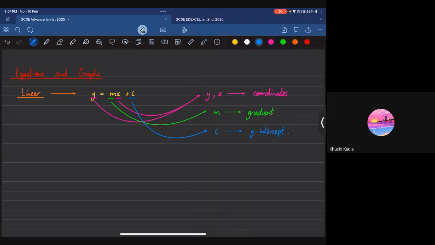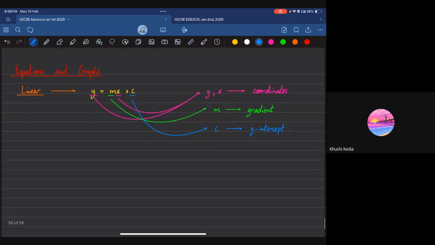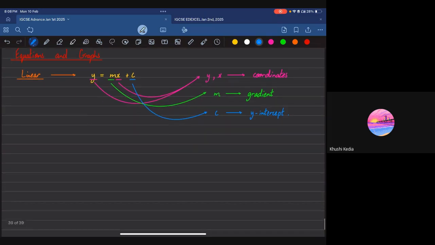All right. So c is your y-intercept, m is your gradient, and y and x are simply your coordinates. And we already know one aspect of this: a linear equation is always going to be a straight line graph.